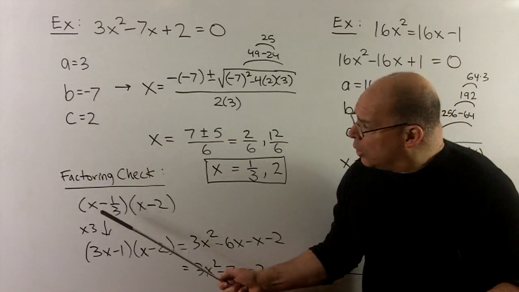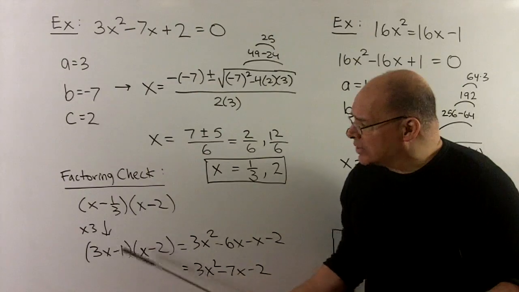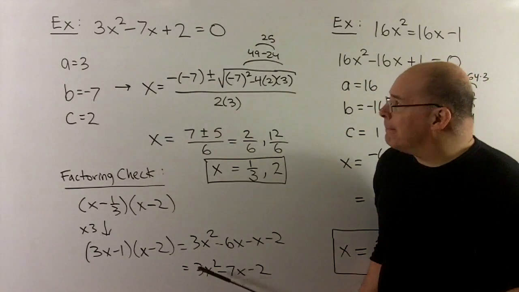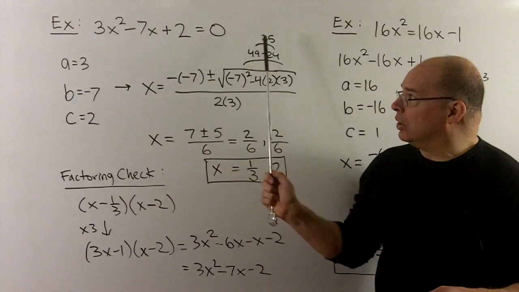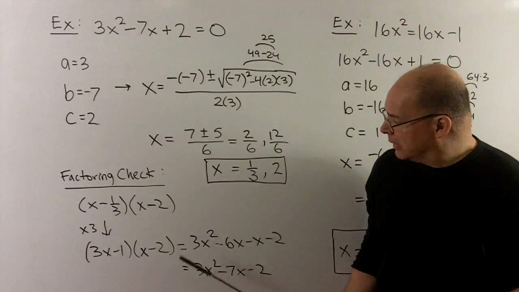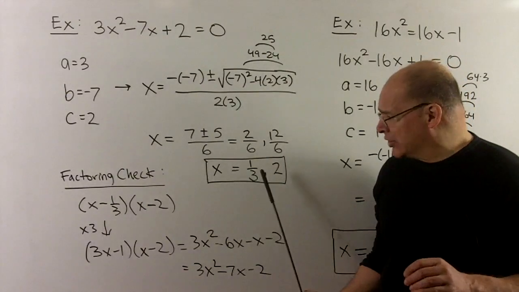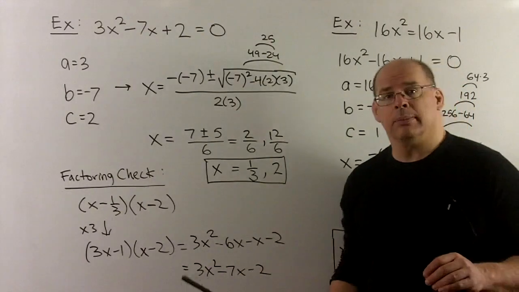Now, we clear the 3, so I have 3x minus 1 times x minus 2. I FOIL, and then what comes out matches our original equation. So that's factoring when we have rational solutions.